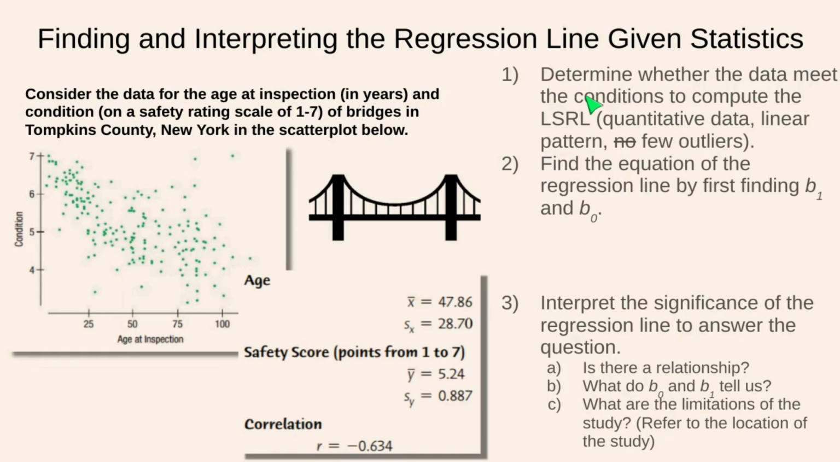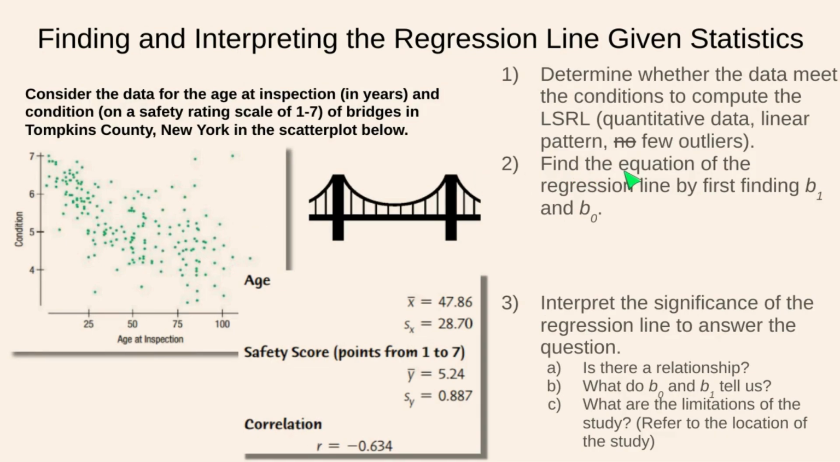So first, we're going to determine whether the data meet the conditions to compute the least squares regression line, which would be quantitative data. Yes, the data are quantitative. Very good. Moving on. Linear pattern. You got some outliers up here, but there does seem to be a down and to the right. And no outliers, not quite. There are only a few outliers, but there are like a bajillion data values over here. So 1 or 2 outliers, like I said before, is not going to destroy you.